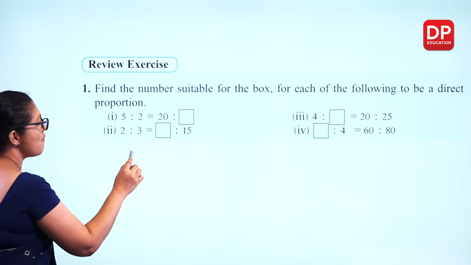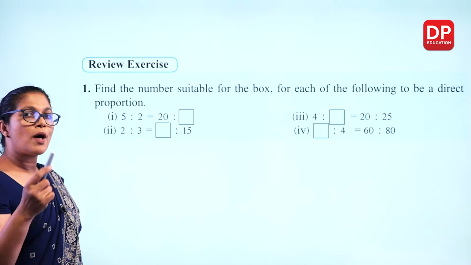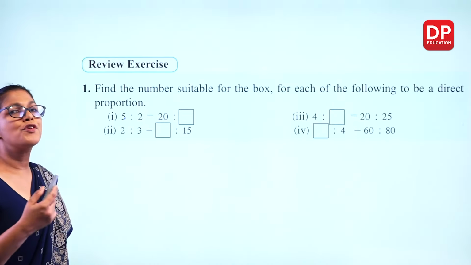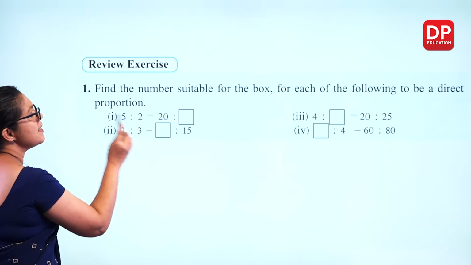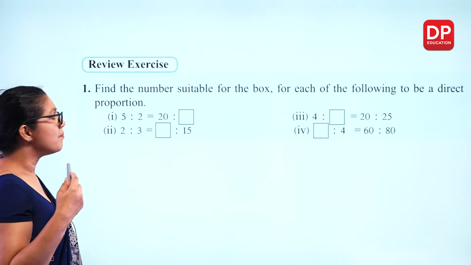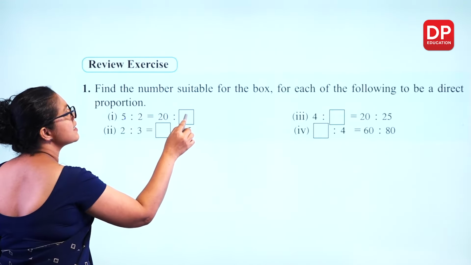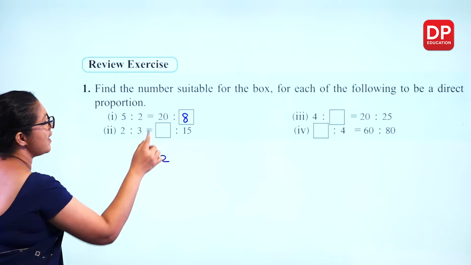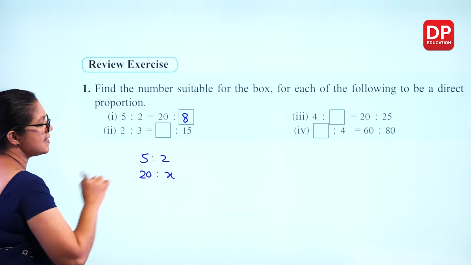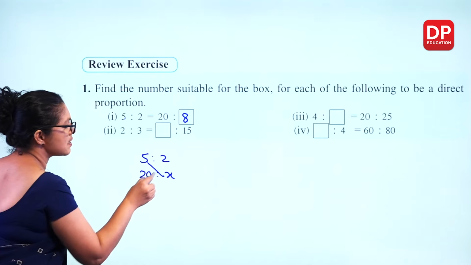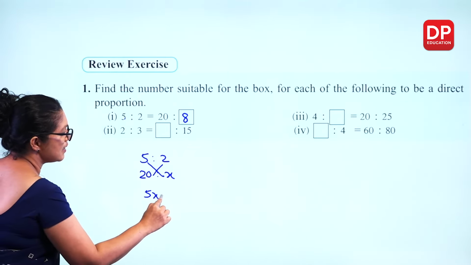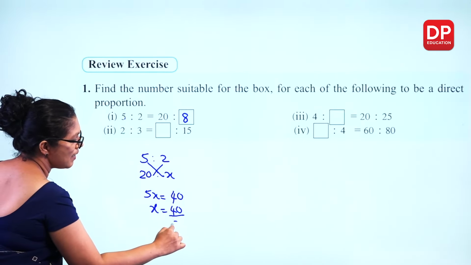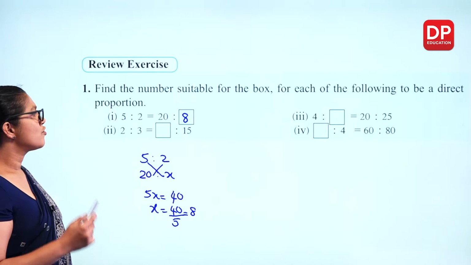Now think about this one, 5 and 20. So what's the ratio? How do you get 20 from 5? You multiply by 4. So you have to do the same thing for the other side. This is 2, 2 multiplied by 4, you get 8. Or what's the other method? You can write the 2 ratios separately and put the unknown as x and you cross multiply. 5x equals 20 times 2, 40. What is x? 40 divided by 5. You get 8. So you can use any method.